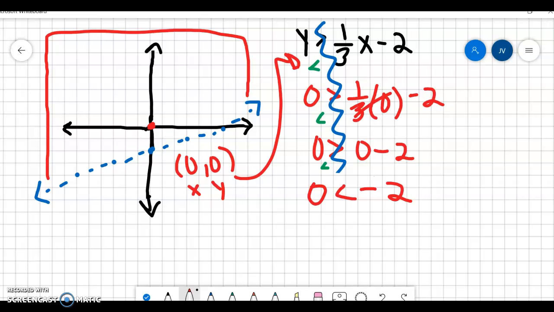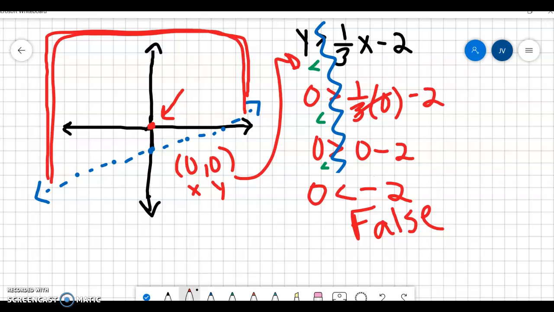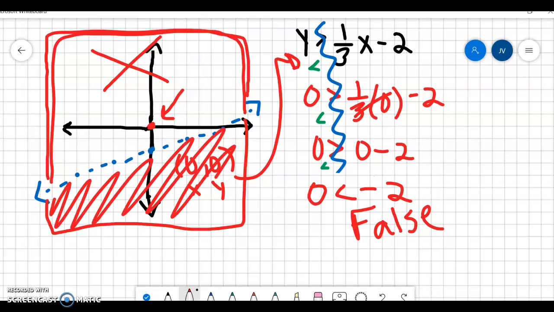Is this a true statement? It's not, it's false. So in this situation, my test point answers for my whole entire side. So that means that this side is not true, which would then make the whole other side be the answer. I wouldn't have to test another point. I could, but I wouldn't have to test another point on this side. I would know that if this one is false, then my answer is the other side.